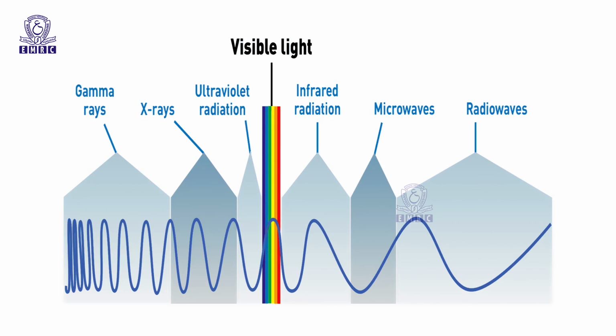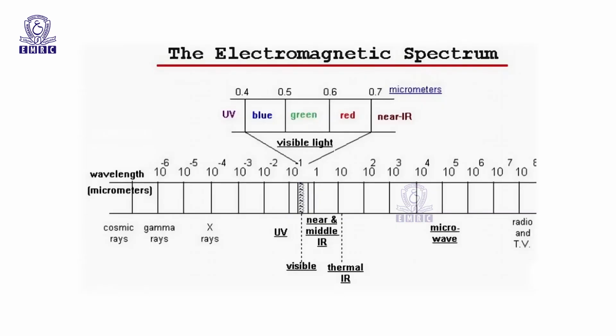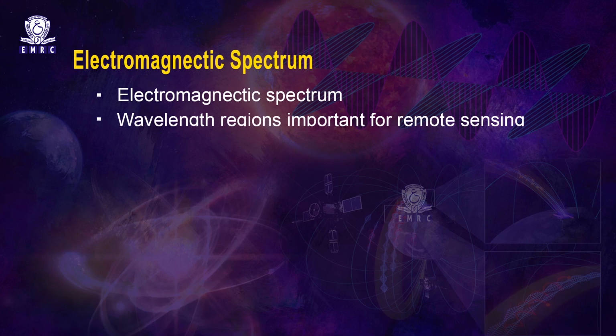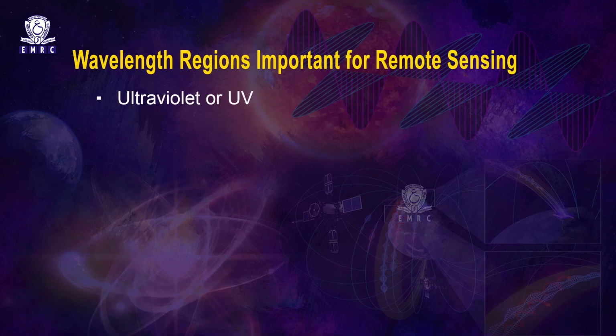The electromagnetic spectrum ranges from shorter wavelengths, including gamma and X-rays, to the longer wavelengths, including microwaves and broadcast radio waves. There are several regions of the electromagnetic spectrum which are useful for remote sensing. In the given image, you can see what a wavelength is and how many different types of waves are present in the electromagnetic spectrum. Wavelength regions important for remote sensing: ultraviolet or UV.